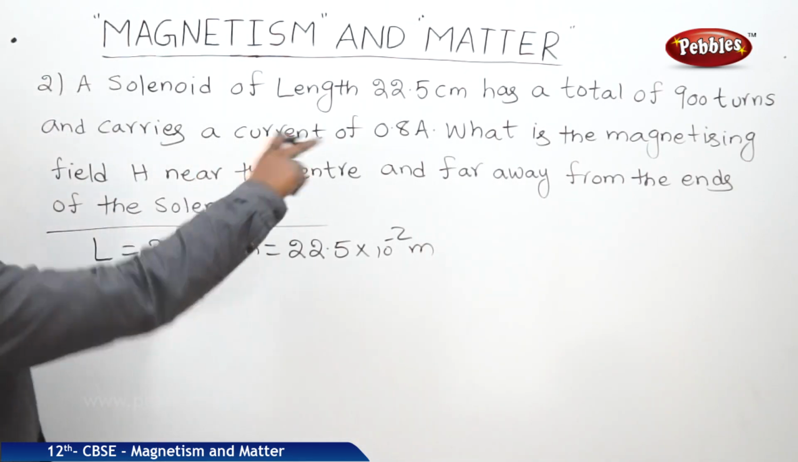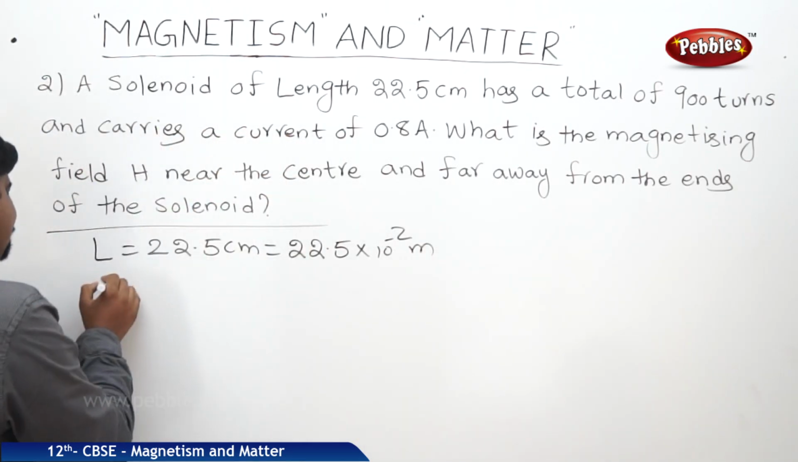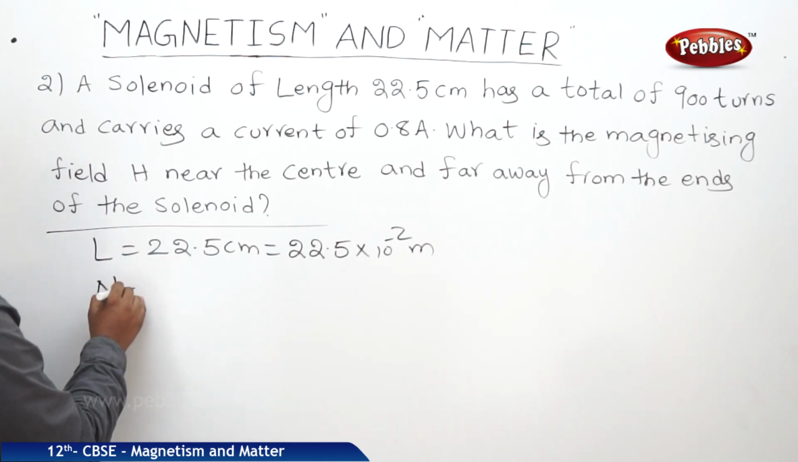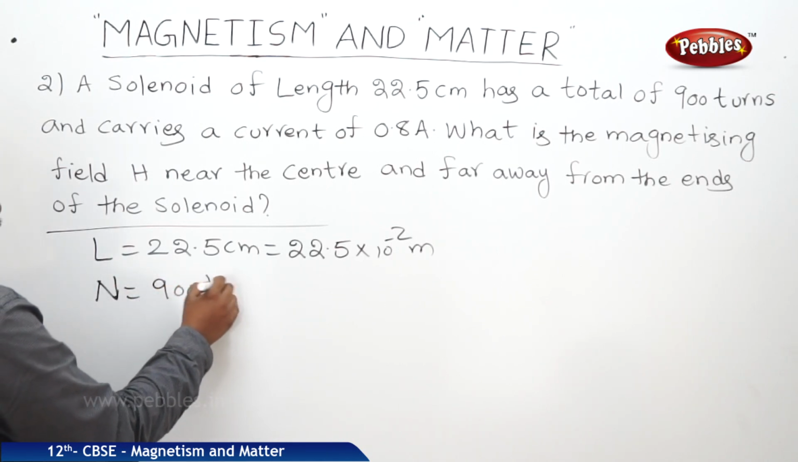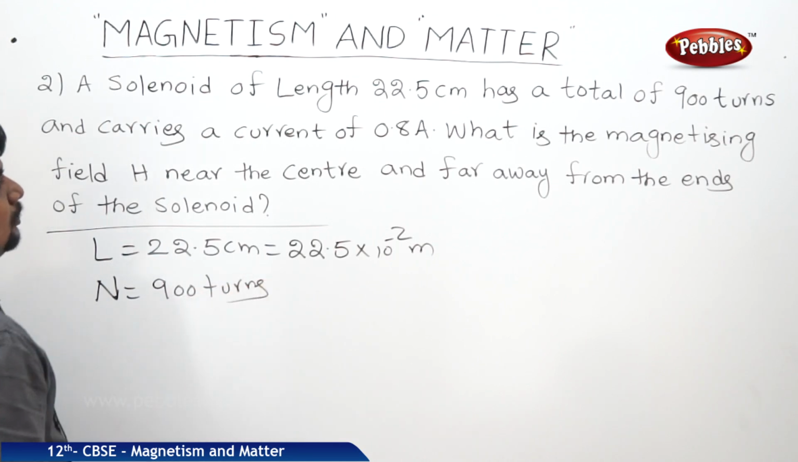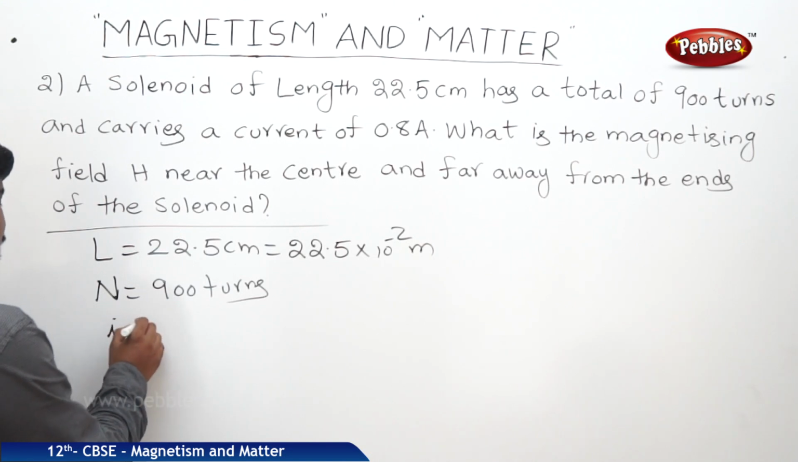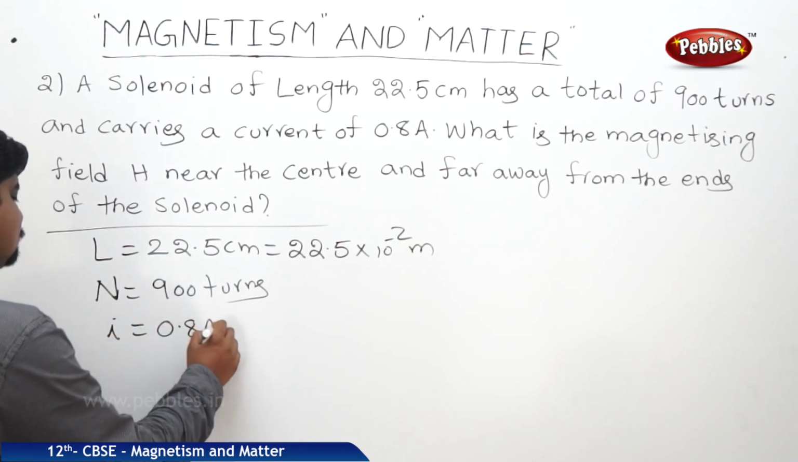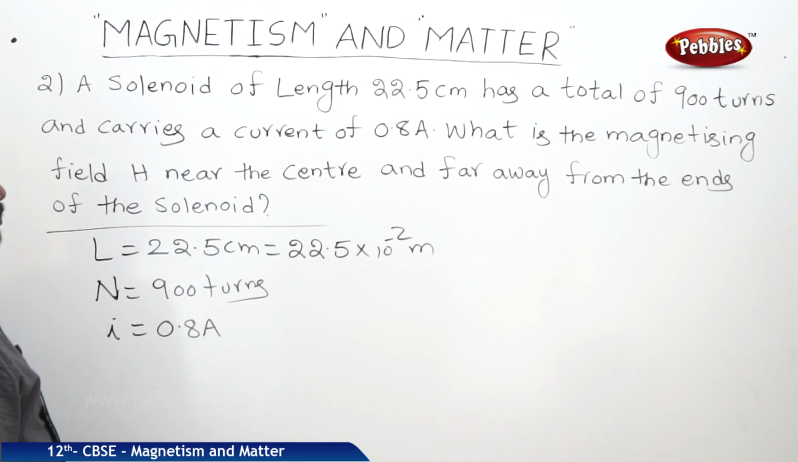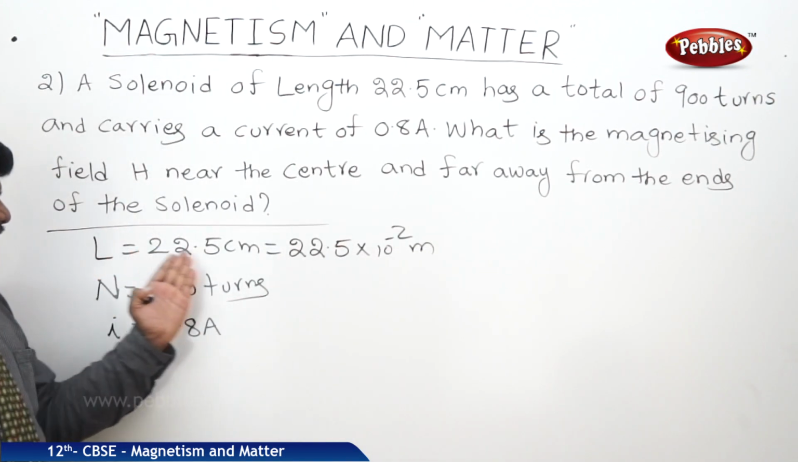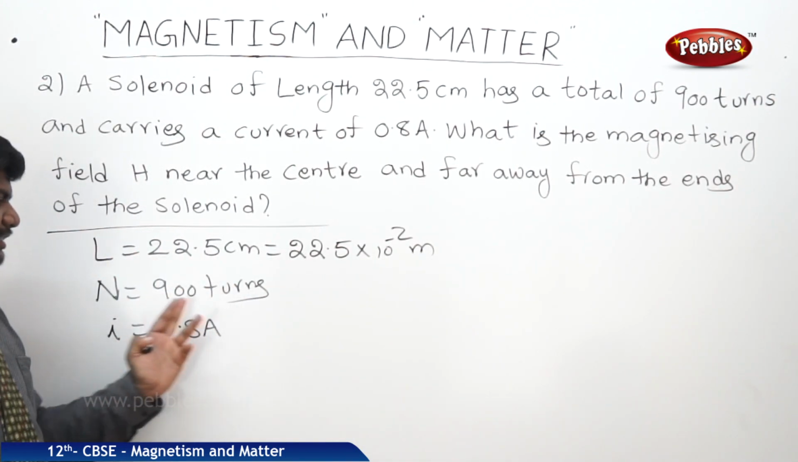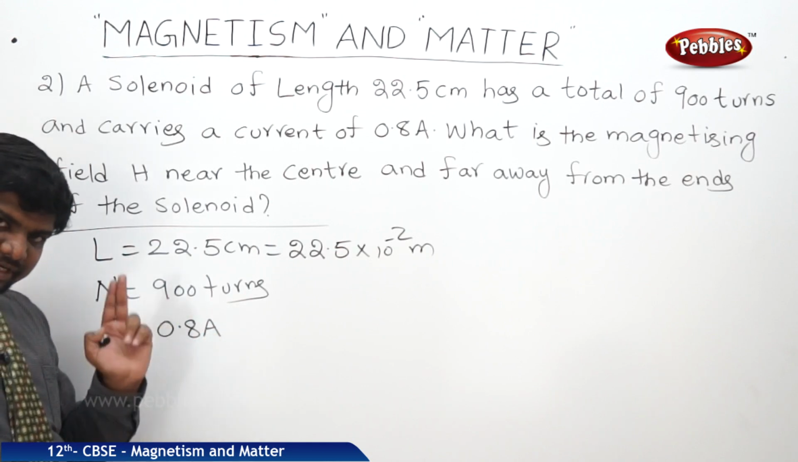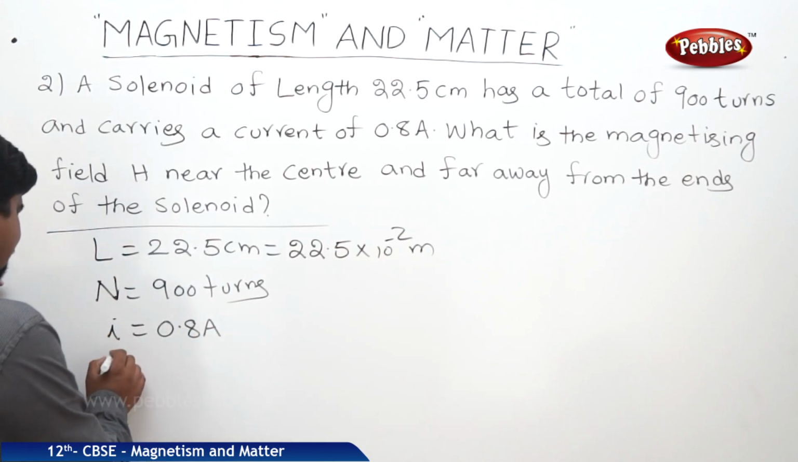Next, it has a total of 900 turns. Total means we should write capital N, 900. Next, and carries a current of 0.8 amperes. What is the magnetizing field H near the center and far away from the ends of the solenoid? So L is equal to 22.5 centimeters, N is equal to 900 turns, I is equal to 0.8 amperes. Then we should find out H.